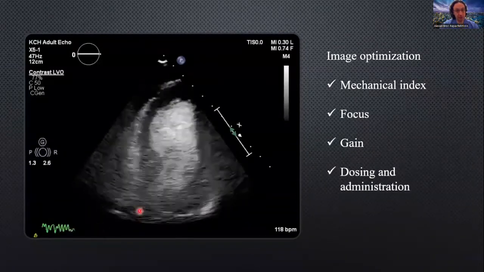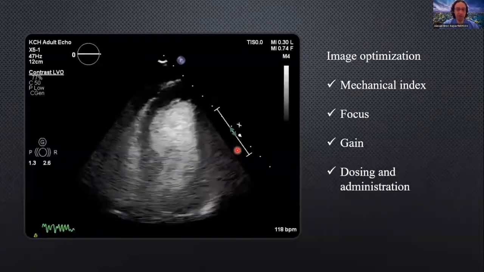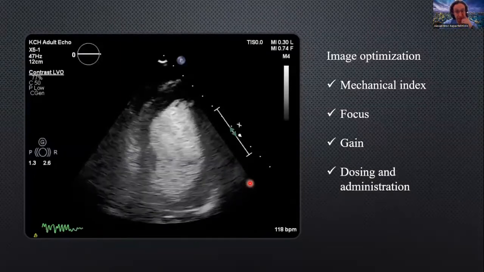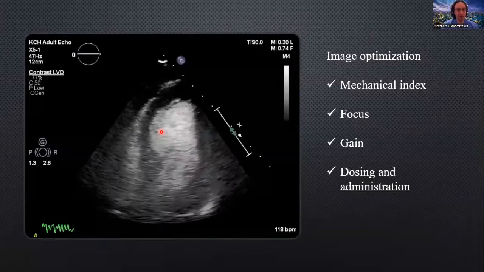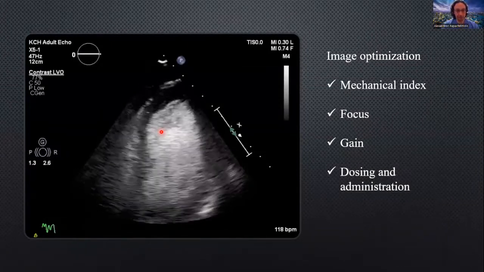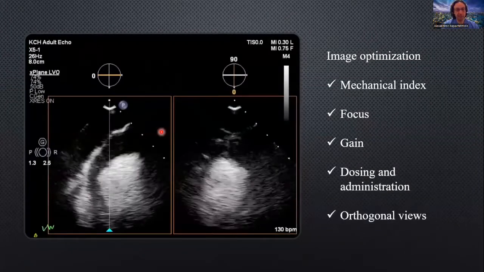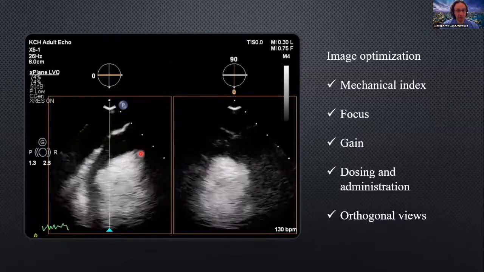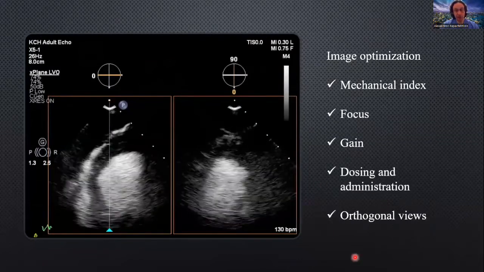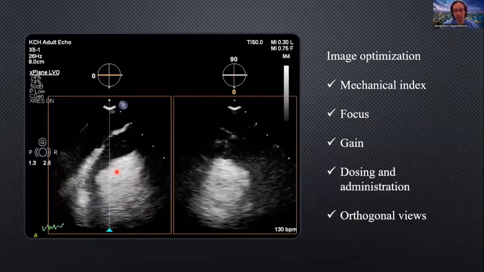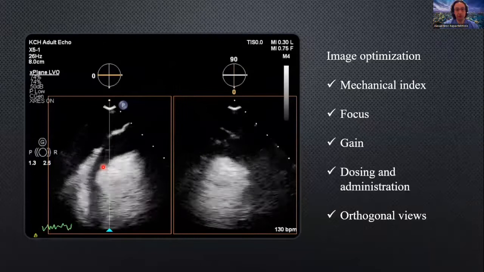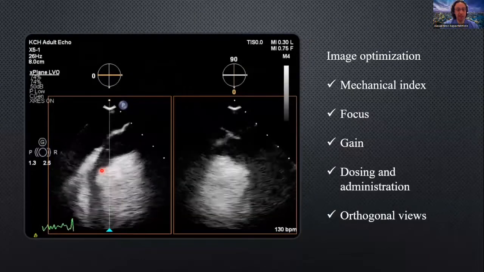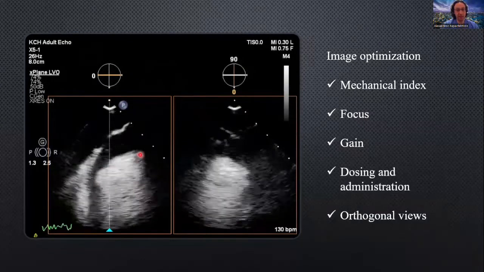Maybe the time gain compensation is quite high in the far field. The focus is placed in the right place, though it could be a bit lower. And the contrast administration is better. You have very good opacification of the LV. And again, here you can appreciate the lack of motion, and using orthogonal views is very, very important. I'll show you another example down the line that it's important to use orthogonal apical axis views to appreciate the 3D structure at the level of the apex.